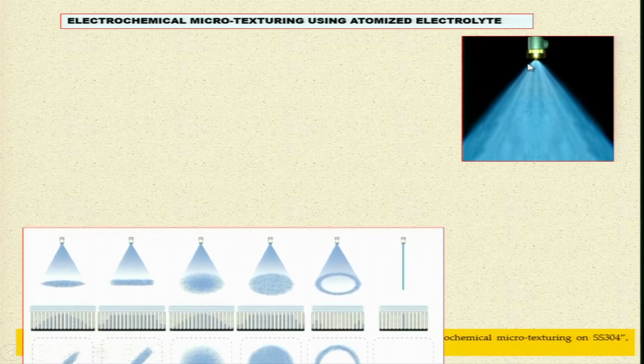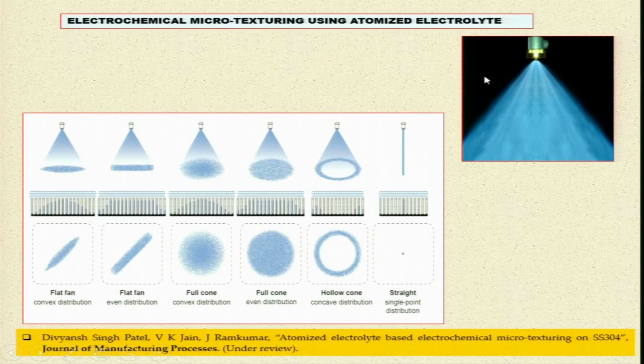This is the atomized electrolyte. Here you have the electrode, and this is electrically conducting. So, this electrolyte itself is acting as a tool. You can have different forms of this electrolyte jet: flat fan like this, full cone like this. This is the fan, you can see here. This is the full cone over there, and the full cone over here is slightly different. This is the hollow cone.